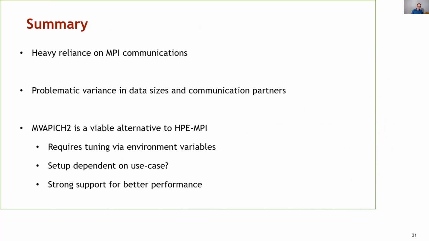To summarize, we have a brain building pipeline that relies very heavily on MPI communications. It's a pretty convoluted pattern. We have some problems when switching MPI implementations, mainly due to the data sizes and the variance in communication partners. We found MVAPICH2 to be a viable alternative, in the past and in the present, to HPE MPI. I would thank DK Panda again and his team for providing assistance in getting the tuning right.